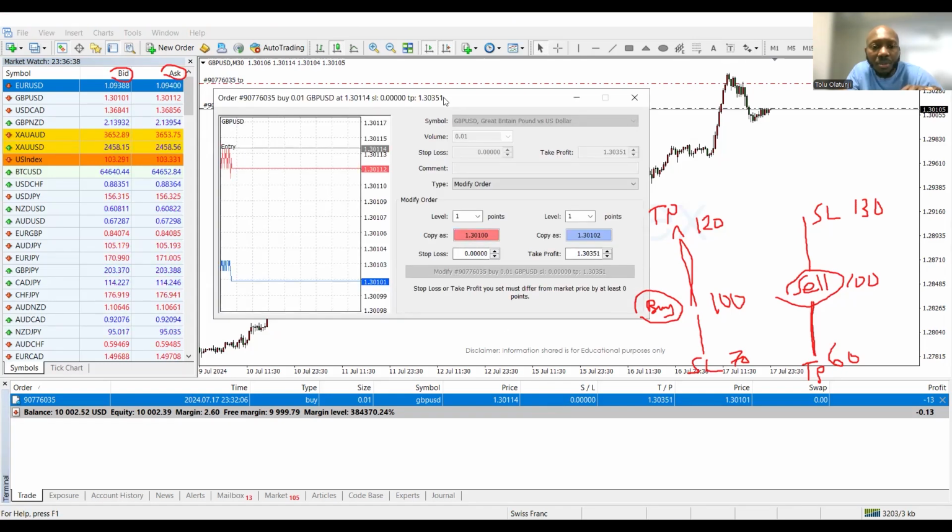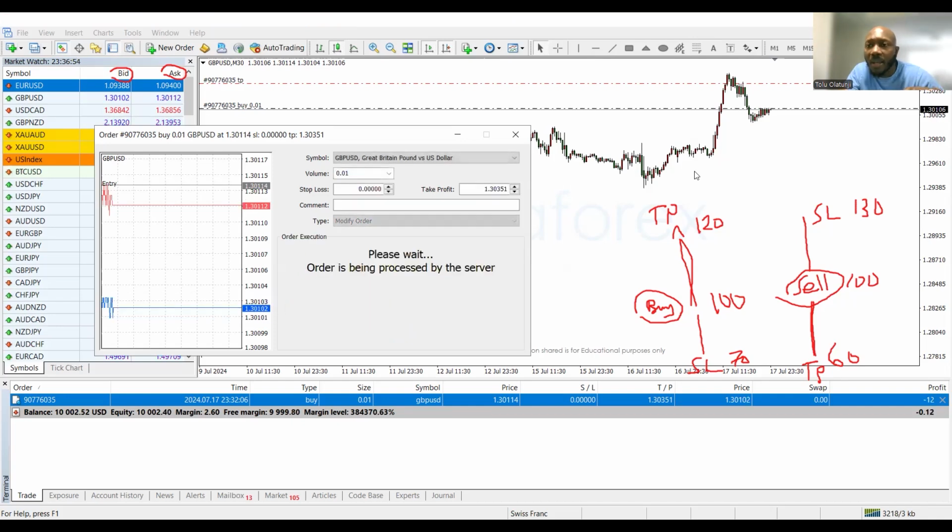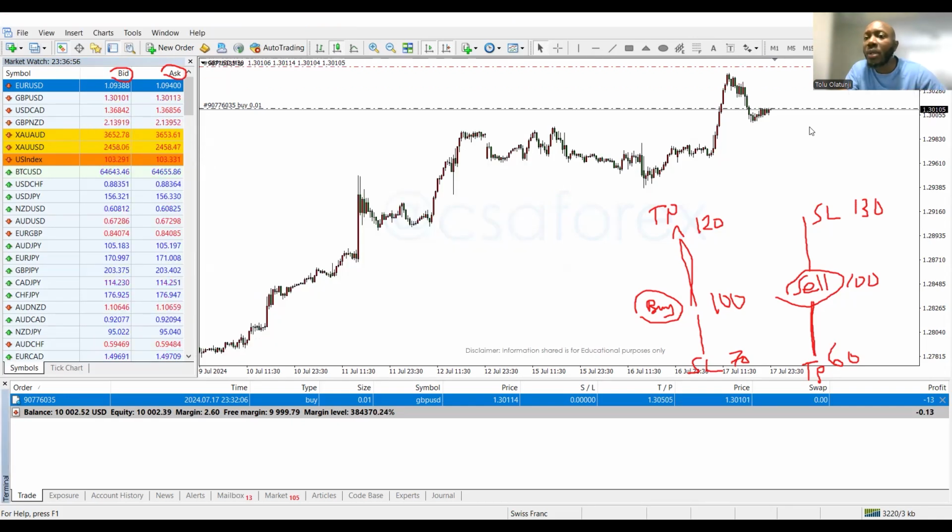And then what do I do? After double clicking on the trade, here we have the take profit. Don't forget we dragged it up. This is the take profit here. I can come here and manually put 1.30505 and then click modify. You see it has moved forward. So we have even modified that take profit that we modified. You can modify it again and again and again.